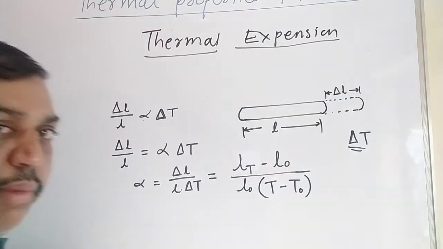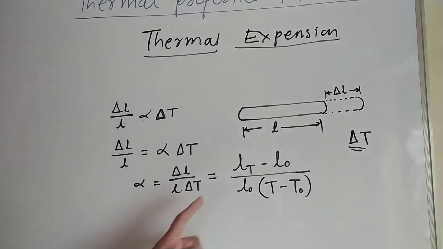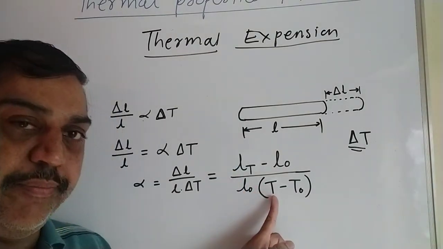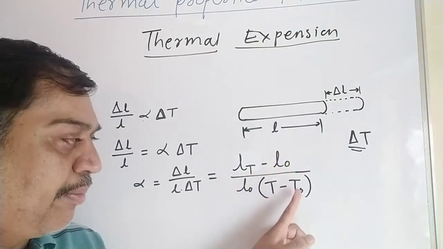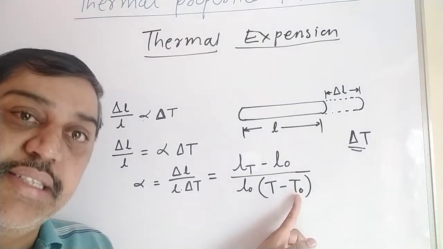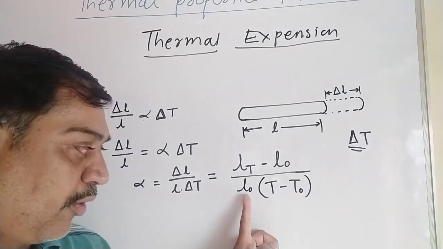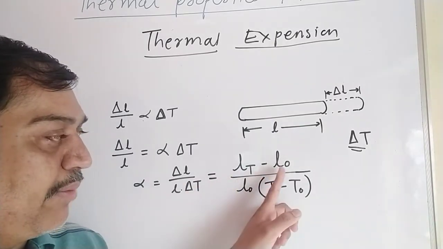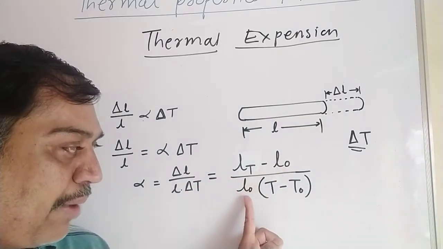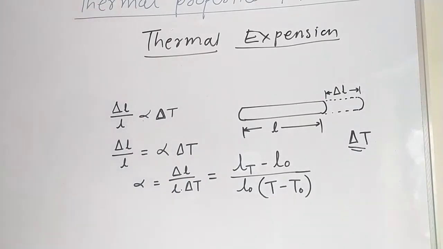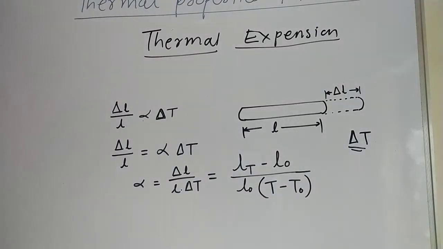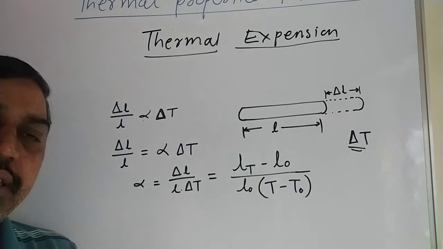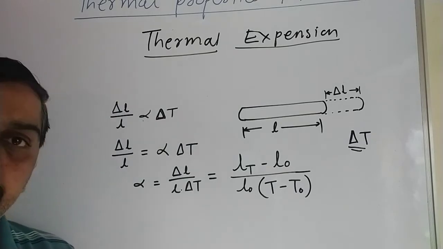The point to remember in this equation is that LT is the length at a temperature T, and L0 is the length at a temperature T0, that is 0 degrees Celsius. So L0 means the length at 0 degrees Celsius. So alpha equals LT minus L0, divided by L0 into T minus T0. We can write this equation. They have told you the same thing in your book also.